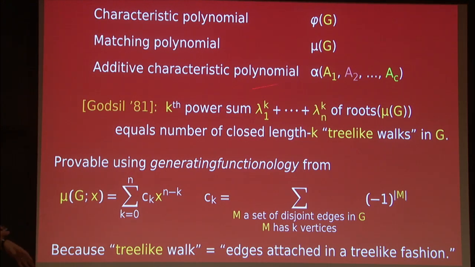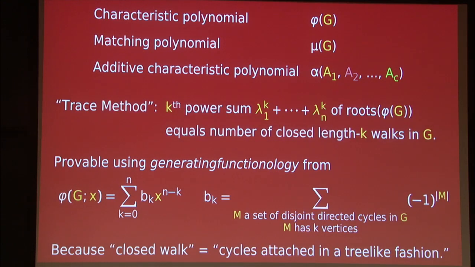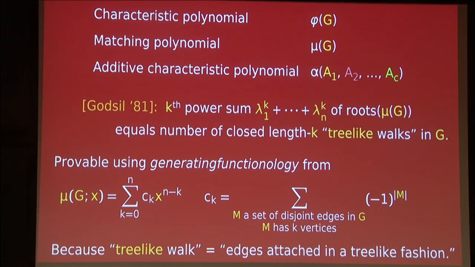The reason is, again, the same generating function reasons. Tree-like walks are like edges attached in a tree-like fashion, in the same way that all closed walks are like directed cycles attached in a tree-like fashion. So hopefully you can predict the next slide.